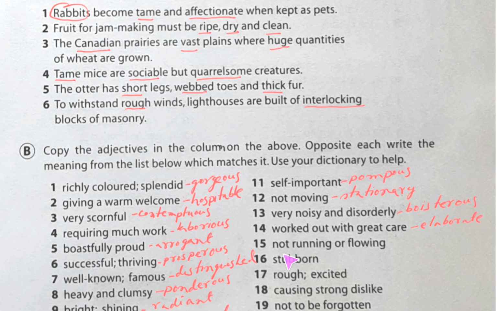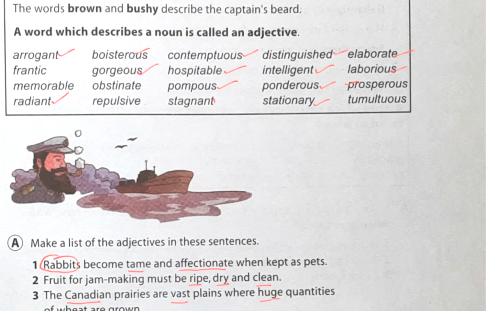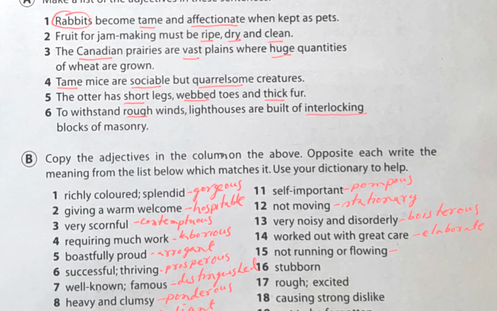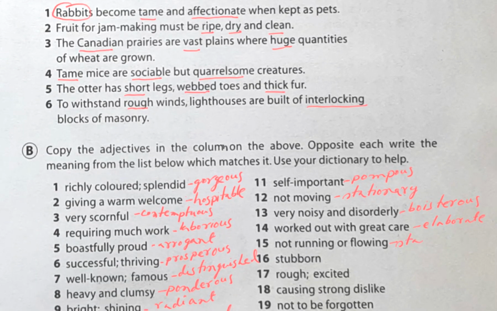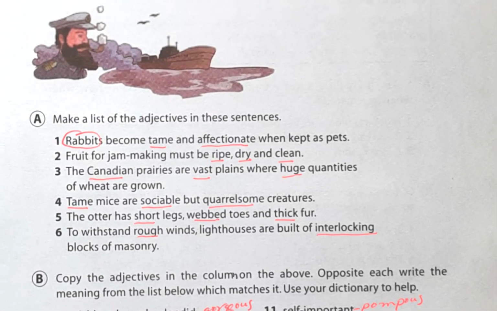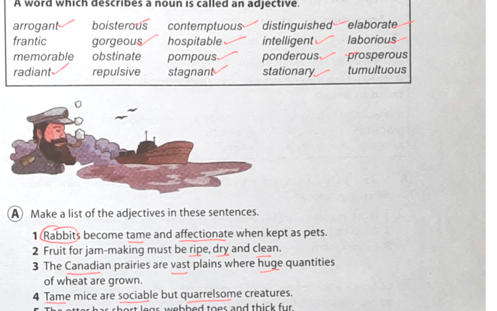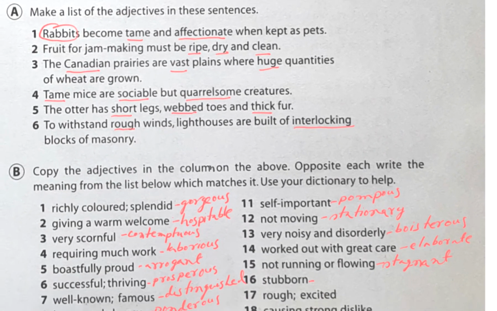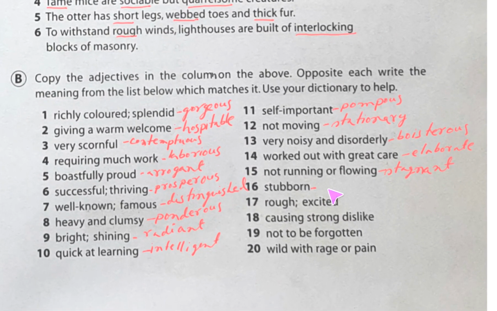Okay. Next one, not running or flowing. We will write here stagnant. S-T-A-G-N-A-N-T, stagnant. Next one, stubborn. Here in this place we will write obstinate. After that you can see the spelling from this place. This is obstinate. So write here, obstinate.